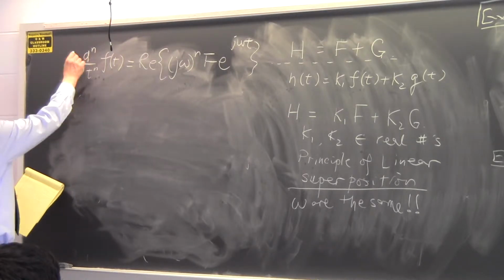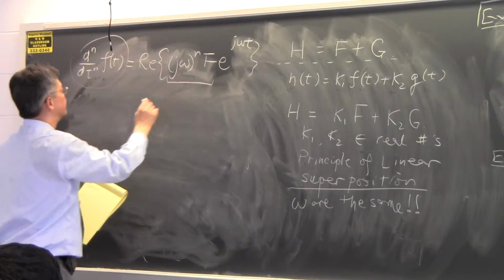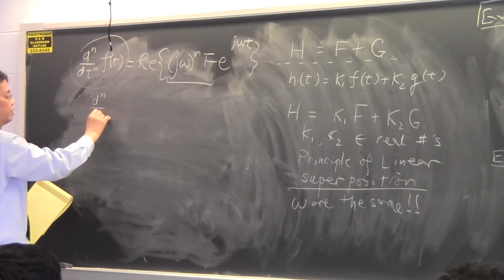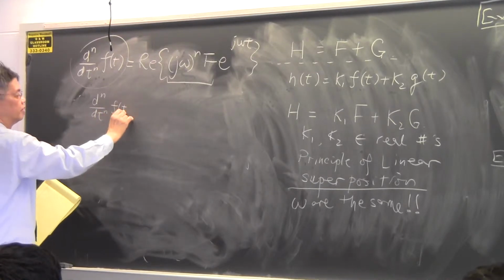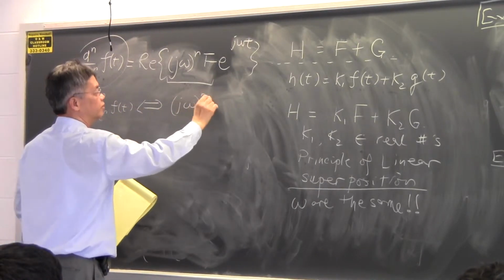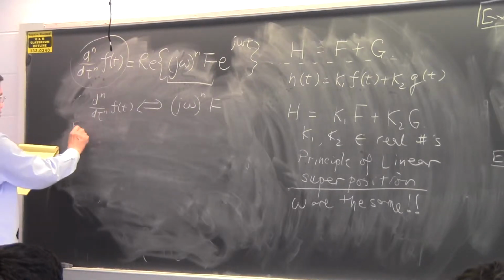I just replace the nth derivative with j omega to the power of n. So the phasor representation of this function is just equal to that. That is, if you differentiate a cosinusoidal function n times, its phasor form is just j omega to the n times f. You have this very simple rule. So let's do example 4.8.